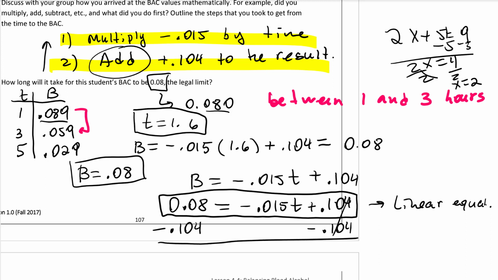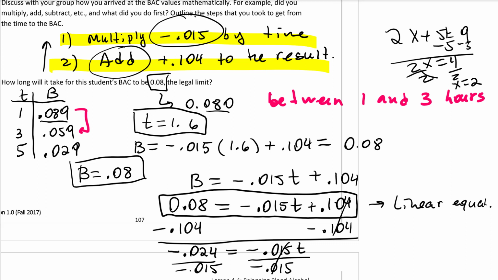All right, so in order to get to 0.08, we need to reverse the steps. So 0.08 minus 0.104, on the calculator, note the negative sign, is going to be negative 0.024. This is going to be 0.015t. And then, remember that step right here, you multiplied by negative 0.015. So the opposite of multiplication is division. So you're going to divide both sides by 0.015. Once you get 0.024 divided by 0.015, that gives us 1.6.